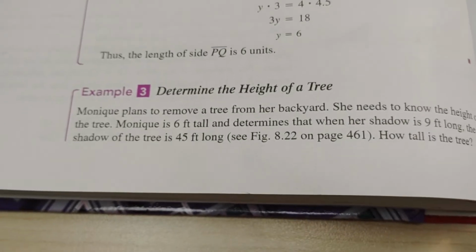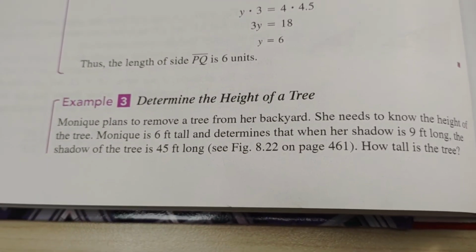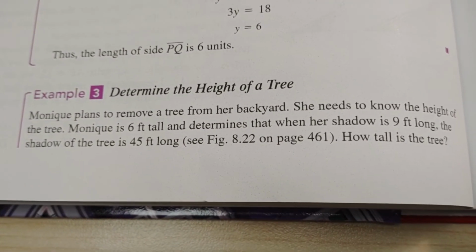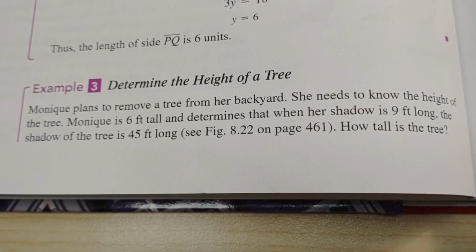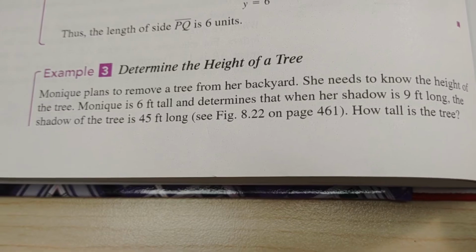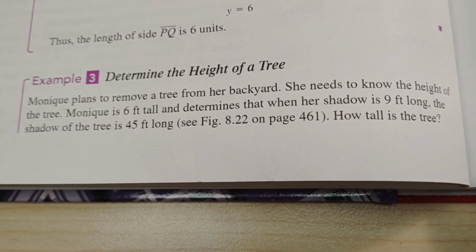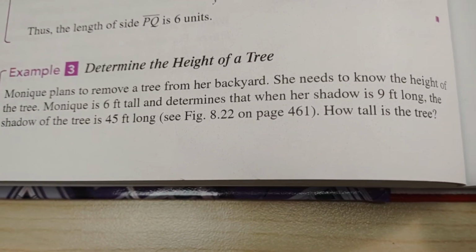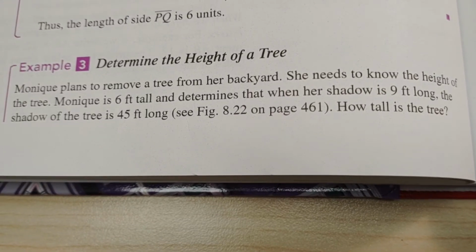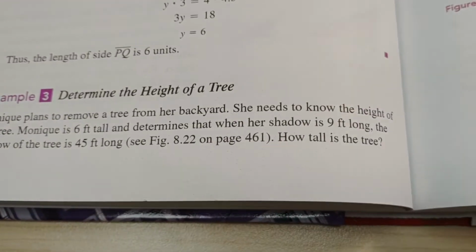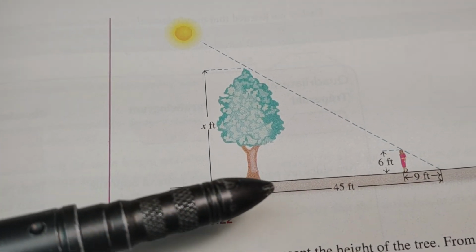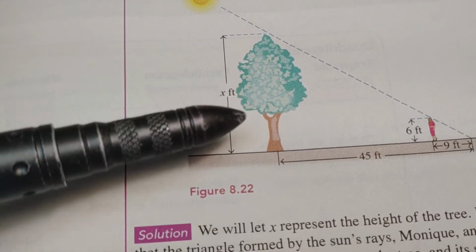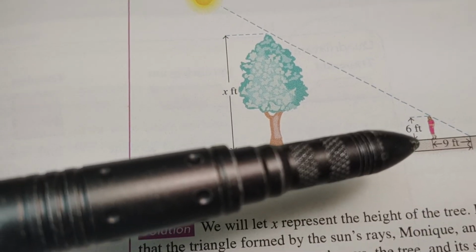This problem says Monique plans to remove a tree from her backyard. She needs to know the height of the tree. Monique is 6 feet tall and determines that when her shadow is 9 feet long, the shadow of the tree is 45 feet long. How tall is the tree? So here we're using similar triangles. We know that we're trying to find x, and we know that she's 6 feet tall.